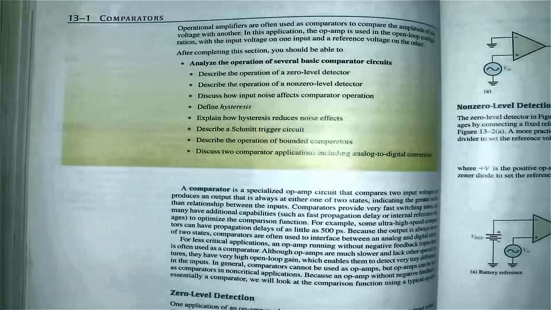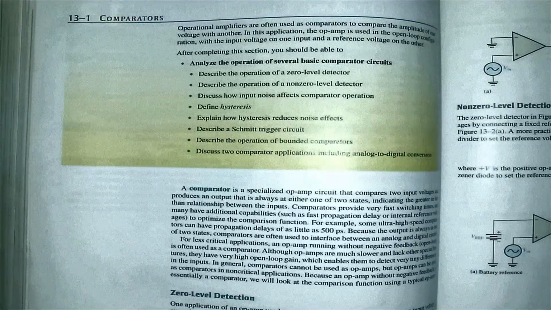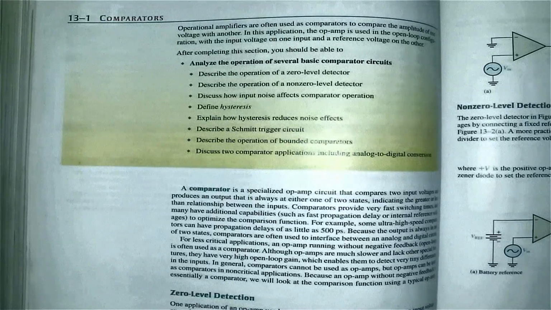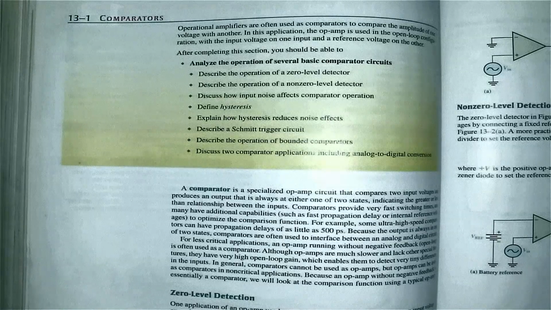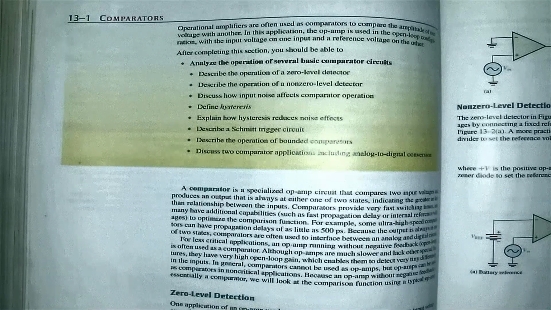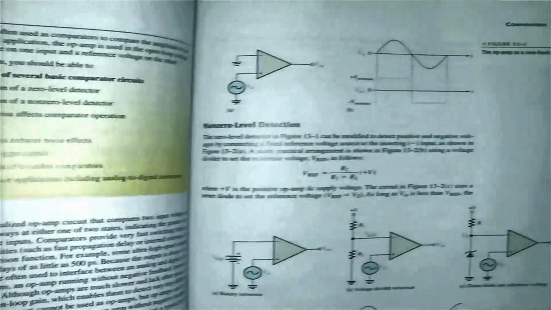You ready? All right, today we're going to talk about comparators. This is basically applications of op-amps. Now the first one you're going to look at is a comparator. What does a comparator do? A comparator compares voltages. All right, that's what a comparator does. Now the first one we're going to look at, they talk about a zero level detector. We're going to look at the zero level detector.